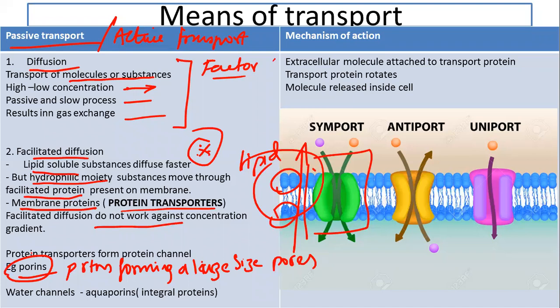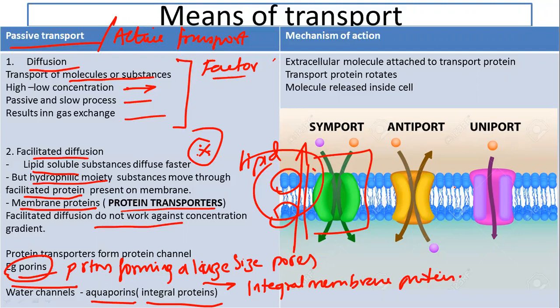And the next one is aquaporins. When we talk about water channels, there are proteins called aquaporins, which are integral membrane proteins. So when we talk about the mechanism of action, what exactly are these water channels or protein transporters going to do?